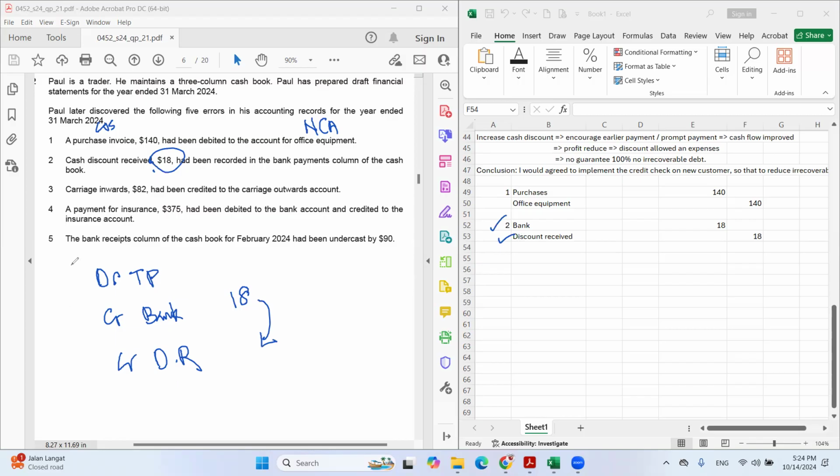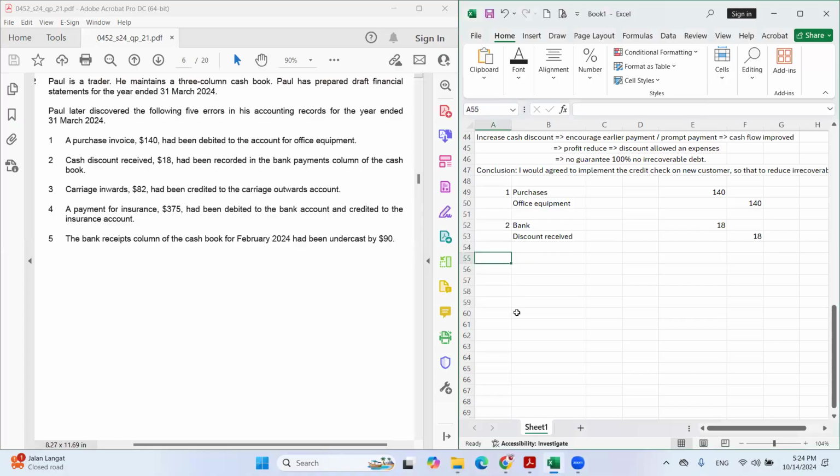Okay, number 3. Carriage inward has been credited to the carriage outward. Carriage inward and carriage outward are both on the debit side, but carriage inward is under cost of sales and carriage outward is in the expenses. So when we credit this one, this is a wrong account. So we have to debit carriage outwards to reverse out the error. But carriage inward also belongs on the debit side because it's a cost of sales.